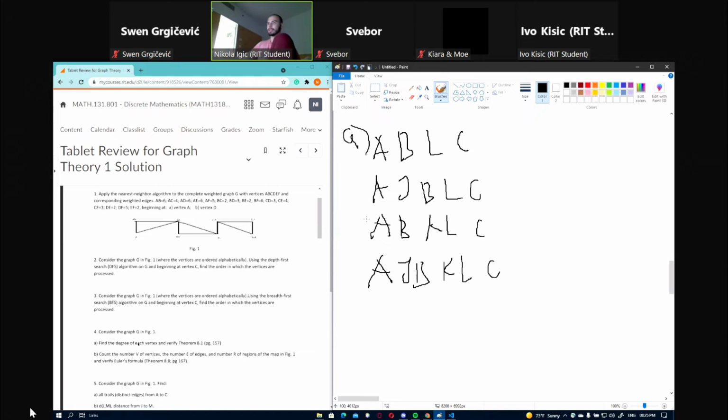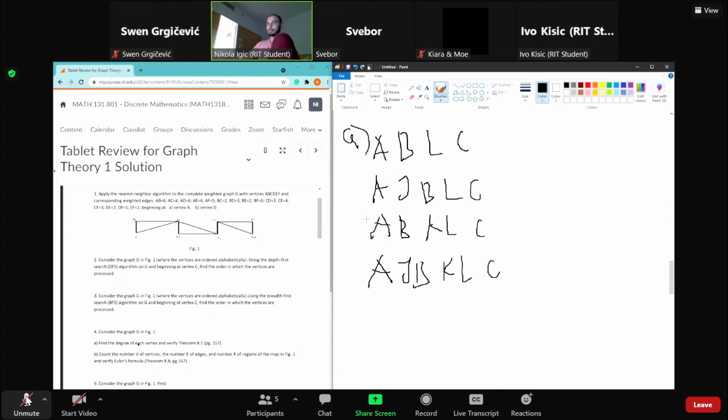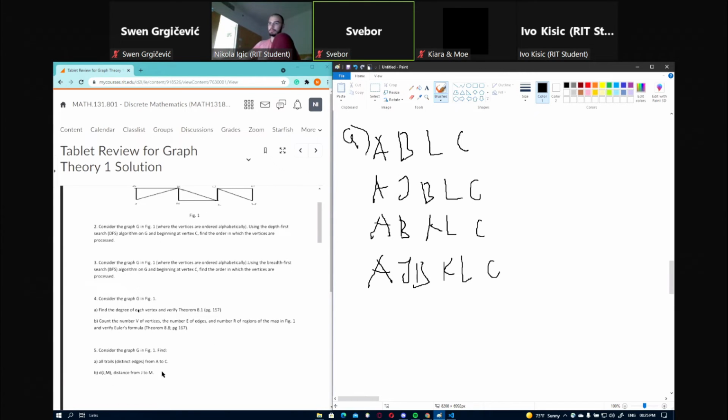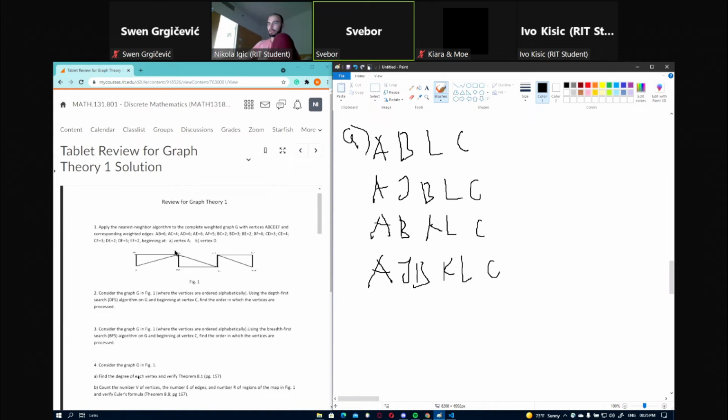Does someone want to try? I would like to try. So find all paths from one vertex to another vertex. This example is A to C. I can try it if anyone else maybe wants to. Okay, try from M to B.